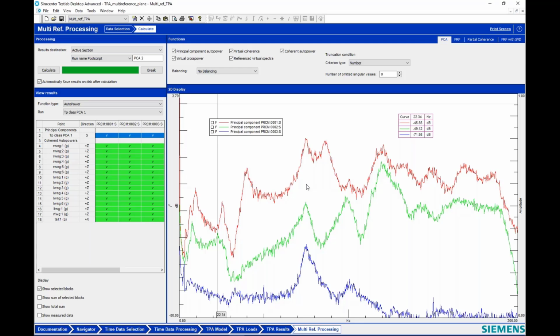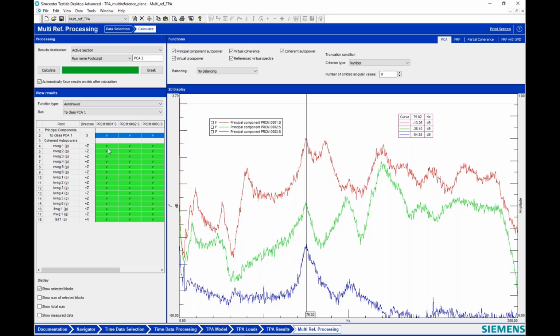So this is a reference auto power matrix. So this is telling me when I do my multi-reference TPA, I may only want to consider one or two references. I probably don't want to consider all three of these principal components because that blue curve is quite a bit lower, except perhaps at this one frequency here, but it's still quite a bit down. It's 40 dB down from the first curve. But that's a good way to use this.